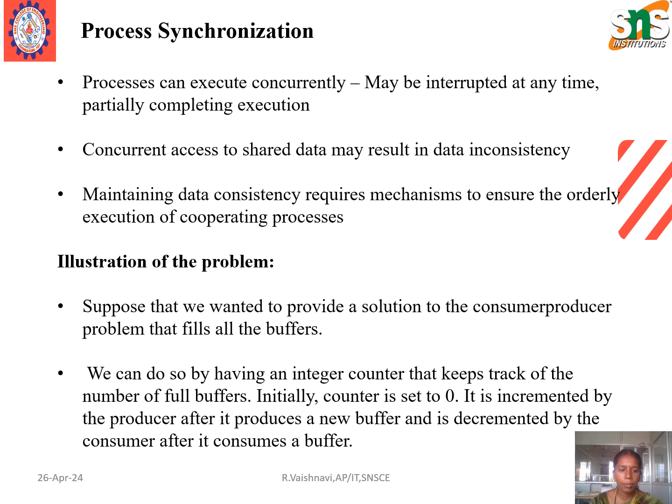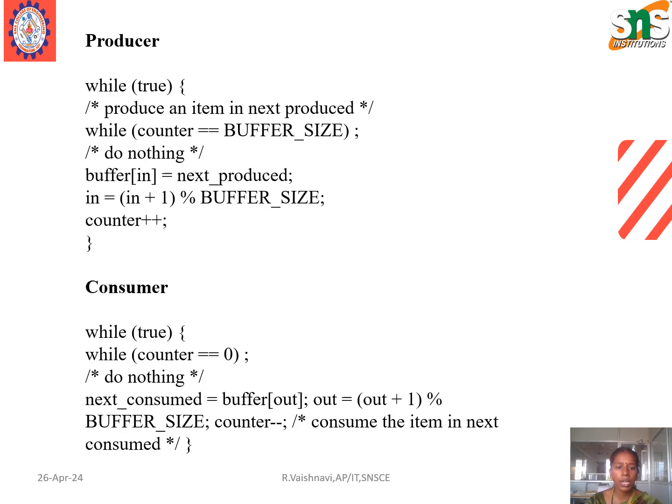Illustration of the problem. Suppose that we want to provide a solution to the producer-consumer problem that fills all the buffers. There we have the producer: while true, while counter is equal to buffer size, then buffer[in] is equal to next produced, then in is equal to (in + 1) % buffer size.